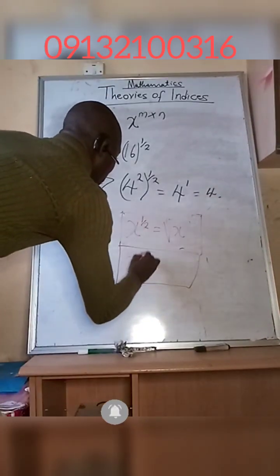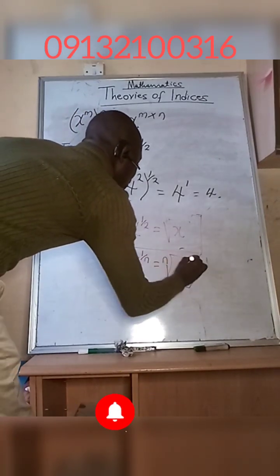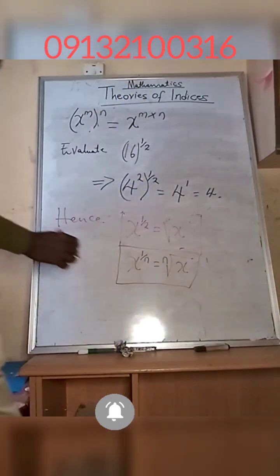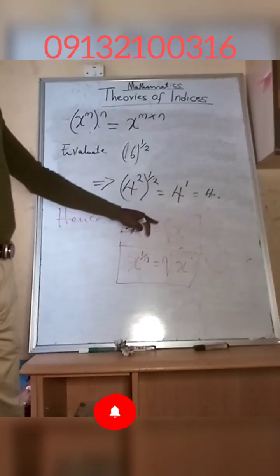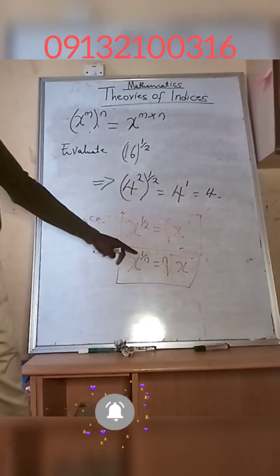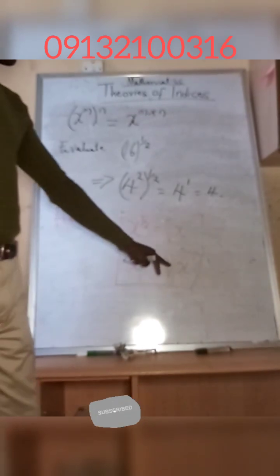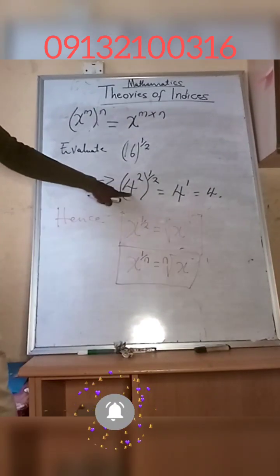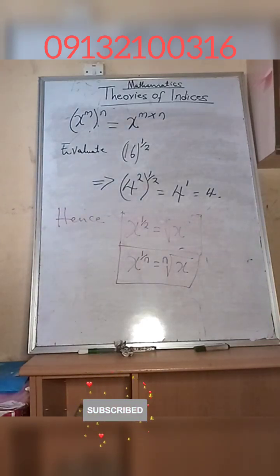So x raised to power 1 over n is equal to the nth root of x. So where you have x raised to power 1 over 2, you are finding the square root. If it is 1 over 3, you are finding the cube root. If it is 1 over 4, you are finding the fourth root of the number in the bracket. So that takes care of that.